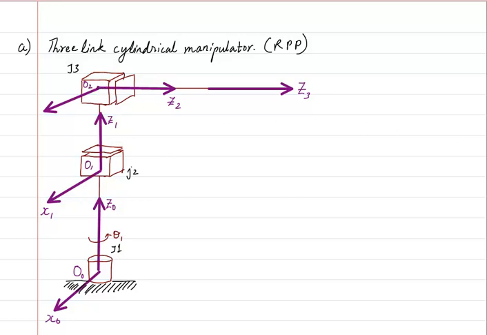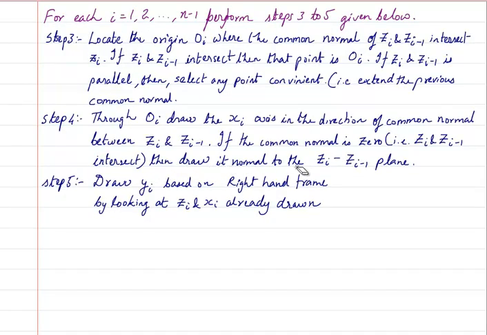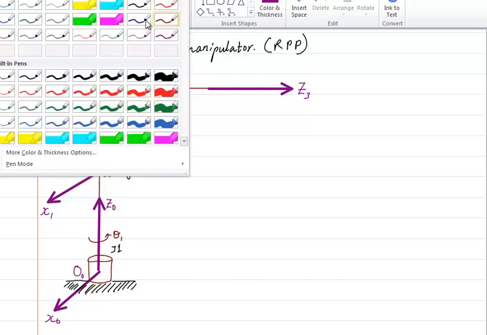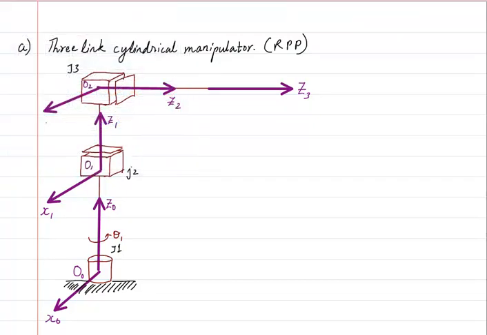And then as it is written here, then draw it normal to the Zi minus 1 plane. So here, which is the plane they are talking about? They are talking about the Z2 Z1 plane, and I have to draw it normal. So that is what I have drawn it normal. I will name it as X2.